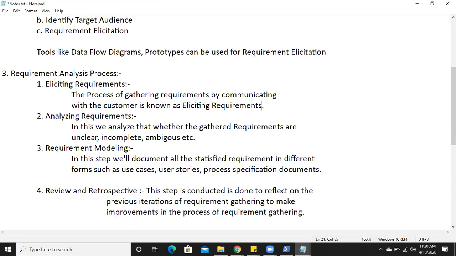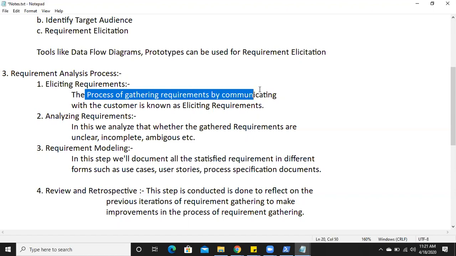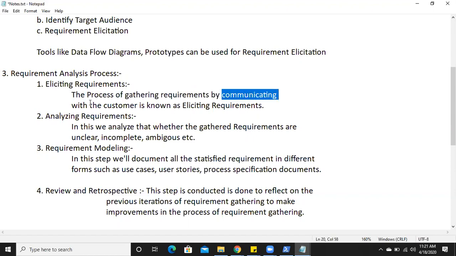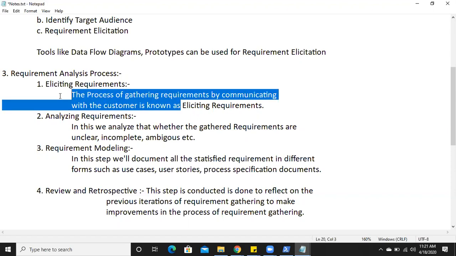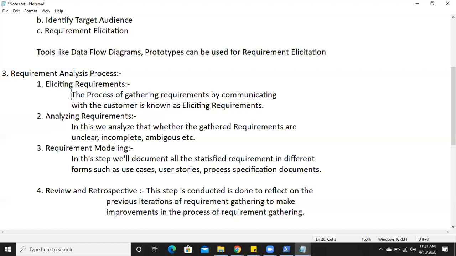As we have discussed in our last classes, the system analyst is a very important person in our organization, because he is the one who does a lot of things, right? As we discussed in the interpersonal skills of a system analyst, he must have good communication skills. With the help of these communication skills, our system analyst will communicate with the customer, and he will try to gather maximum requirements from him.